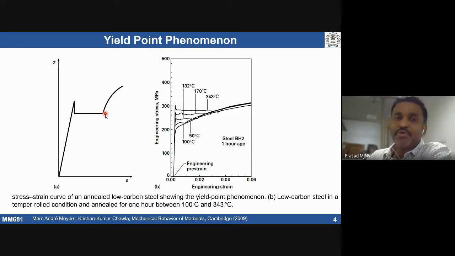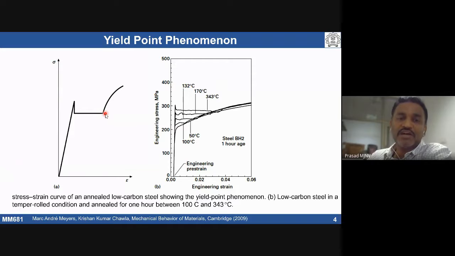The other approach is that during processing itself, during steelmaking itself, people add some carbide and nitride forming elements like titanium and boron, which basically control the free solute atoms, the interstitial solute atoms, by combining with the solute atoms and forming precipitates, so that can minimize the Cottrell atmosphere.